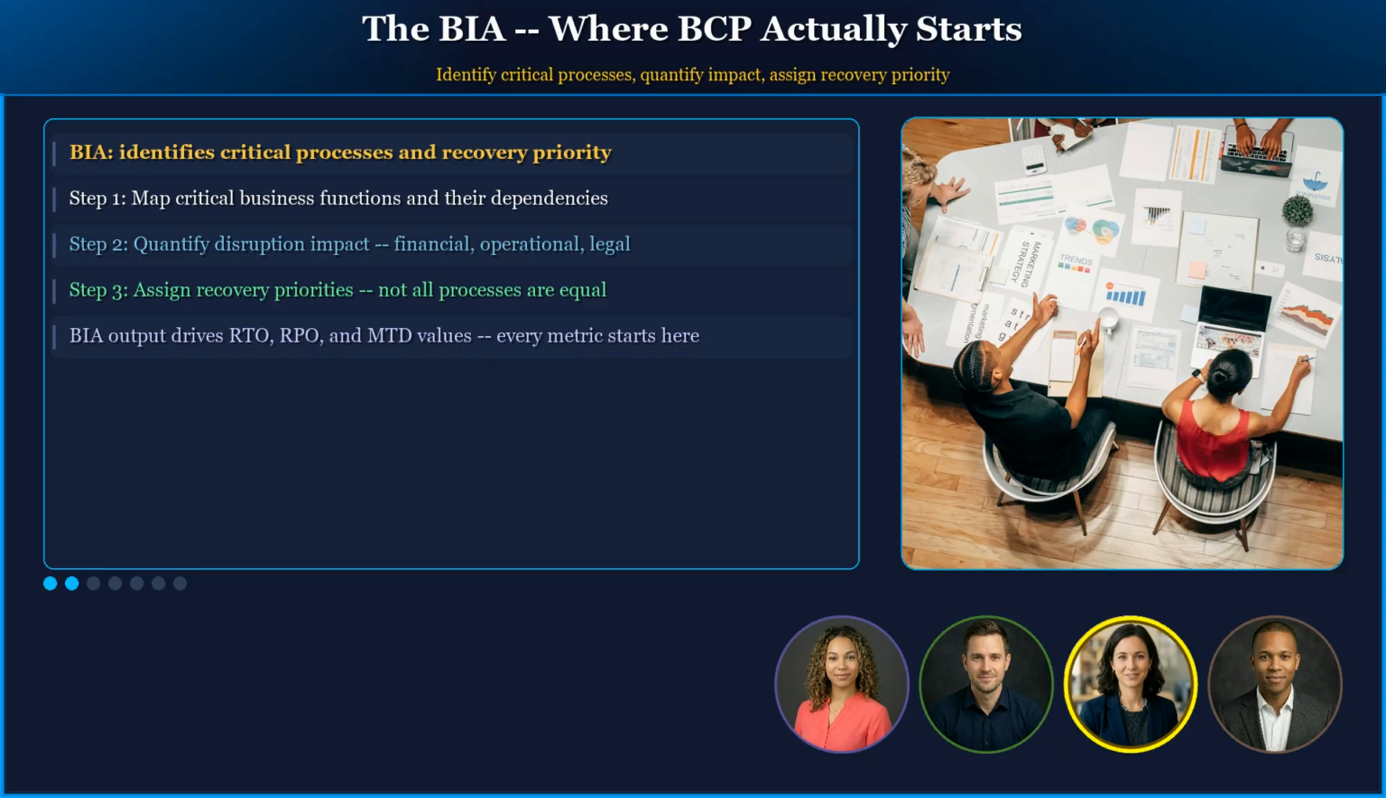Recovery priority follows from the impact analysis. Payroll and core transaction systems land at the top. Internal reporting tools might tolerate a week of outage before anyone outside notices. Here is the critical point for the exam. The business impact analysis tells you the numbers, how long each process can be down, and what recovery looks like. Every metric we cover in the next two scenes traces directly back to what the business impact analysis discovered. If you skip the business impact analysis or do it poorly, every recovery target you set is a guess.